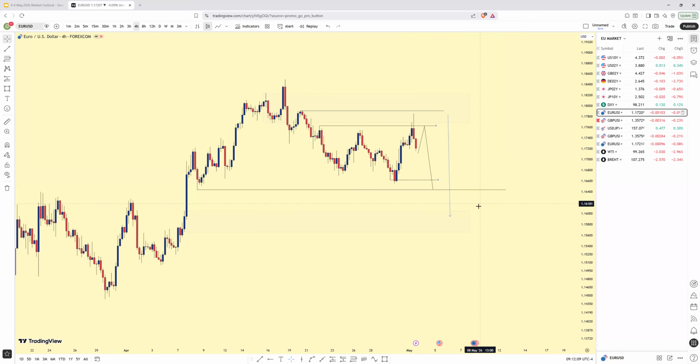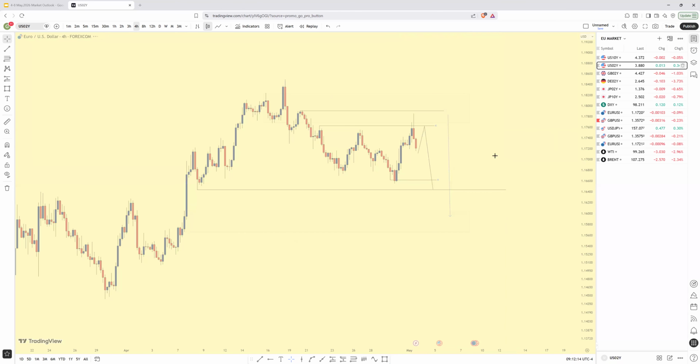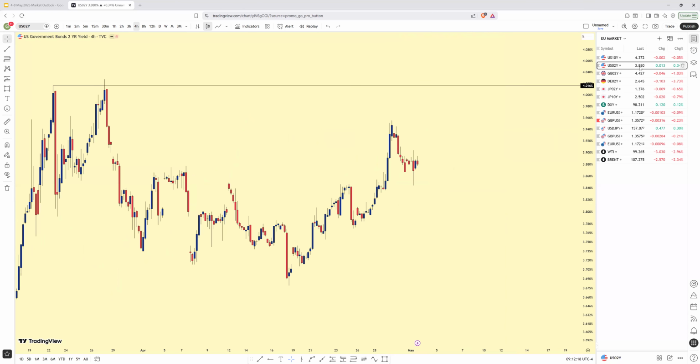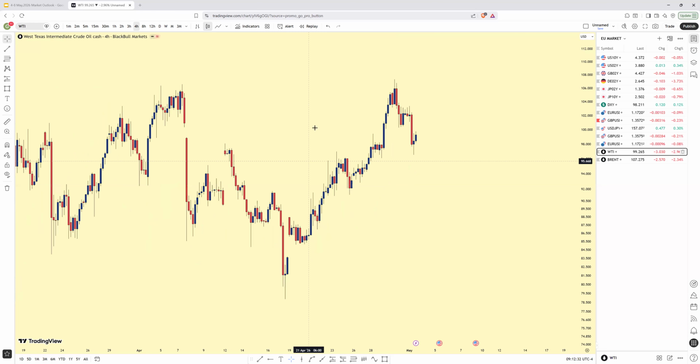I haven't looked at this. Let's see what's happening in the yield market. Okay, look at the US yield. US yield is still around 3.8, supporting the hawkish hold of the Federal Reserve. We still have US oil at $99 per barrel, still high. We still have Brent at 107. And the US 10-year yield is at 4.3.